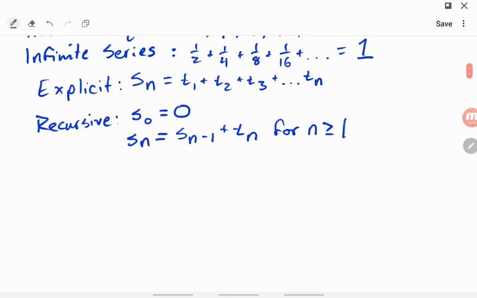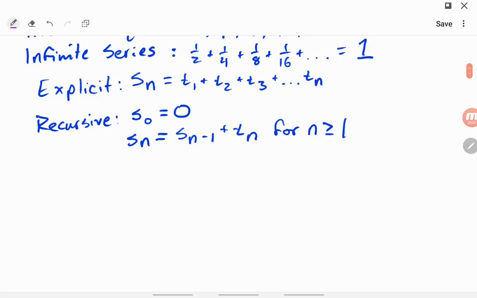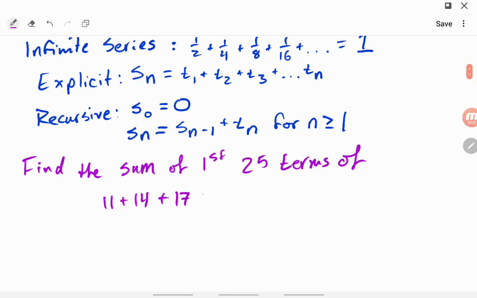Well, let's put this into practice. Let's switch colors again. Let's go purple. All right, so let's find the sum of the first 25 terms of 11 plus 14 plus 17 plus 20 plus ... So this is our series. It's infinite, and we want to find the sum of the first 25.